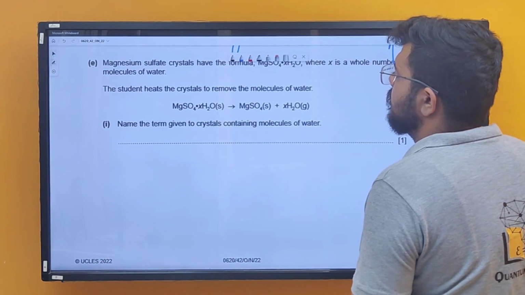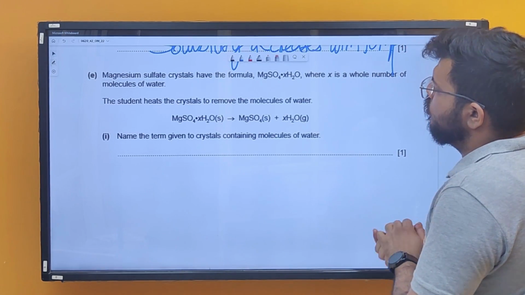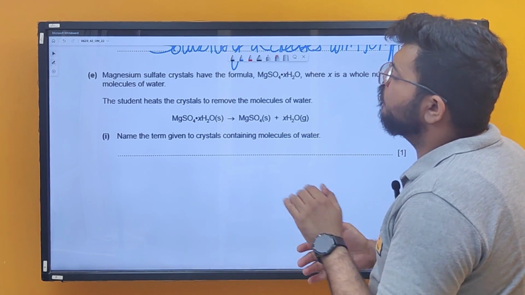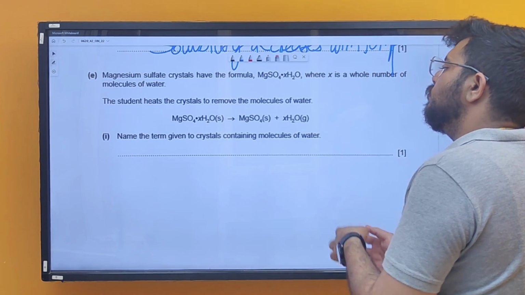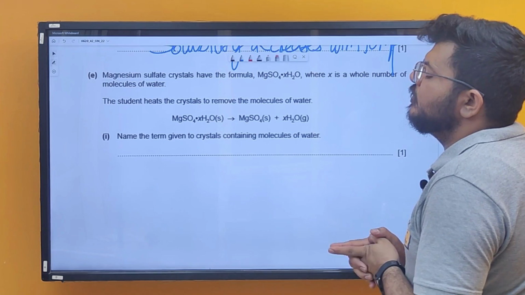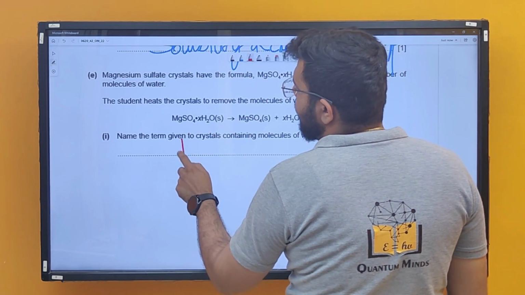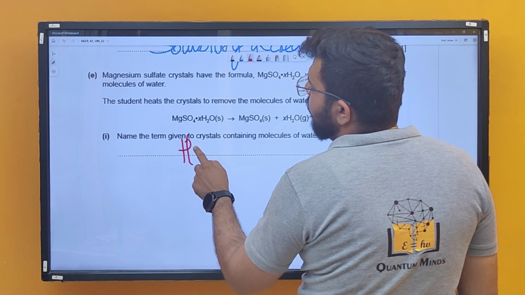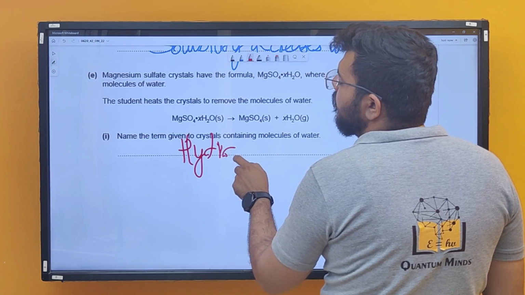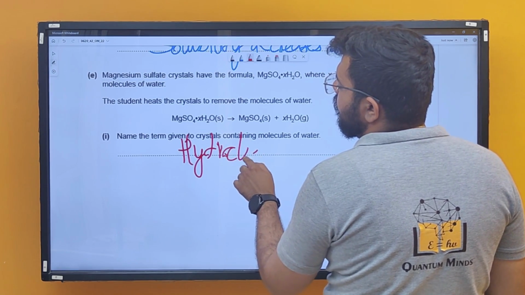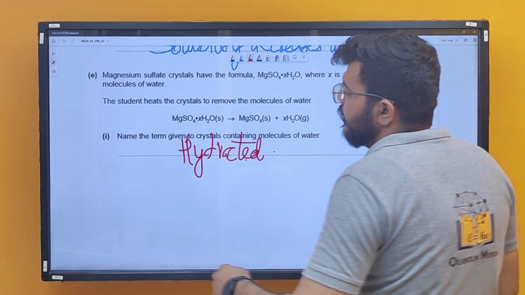Okay. Magnesium sulfate crystals having the formula MgSO4.xH2O, where x is a whole number of molecules of water. Student heats the crystal to remove molecules of water. Name the term given to crystal containing molecules of water. Hydrated salt, right? Hydrated copper sulfate, hydrated cobalt chloride, hydrated magnesium sulfate, right? Hydrated magnesium sulfate.